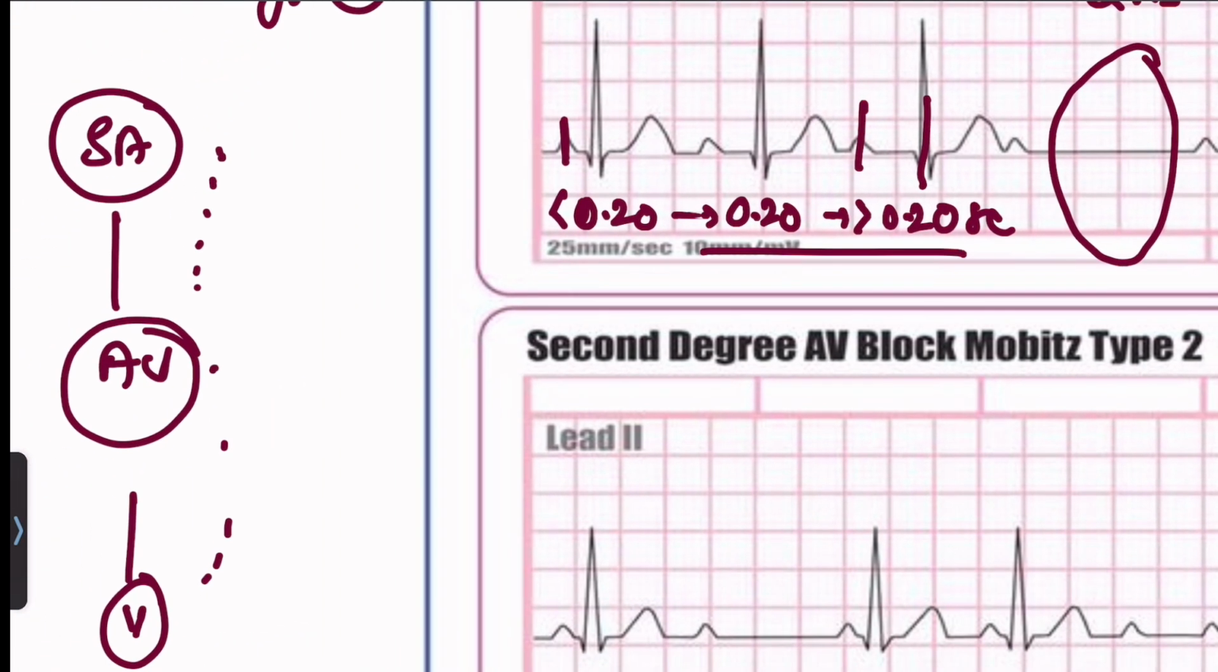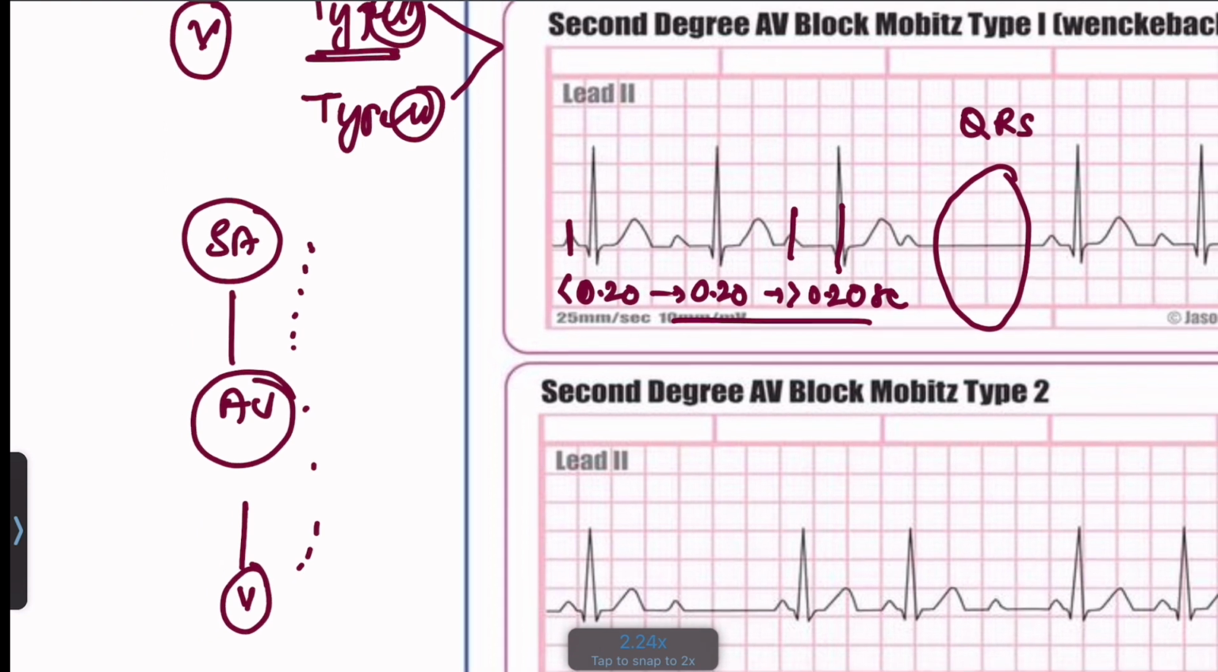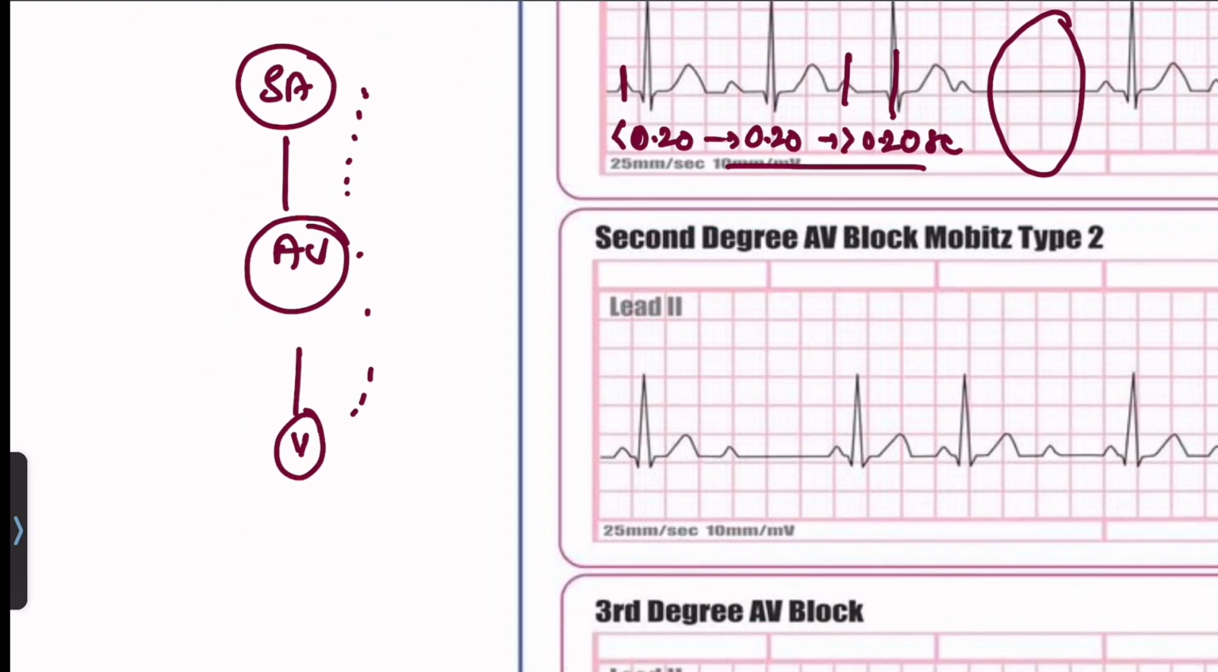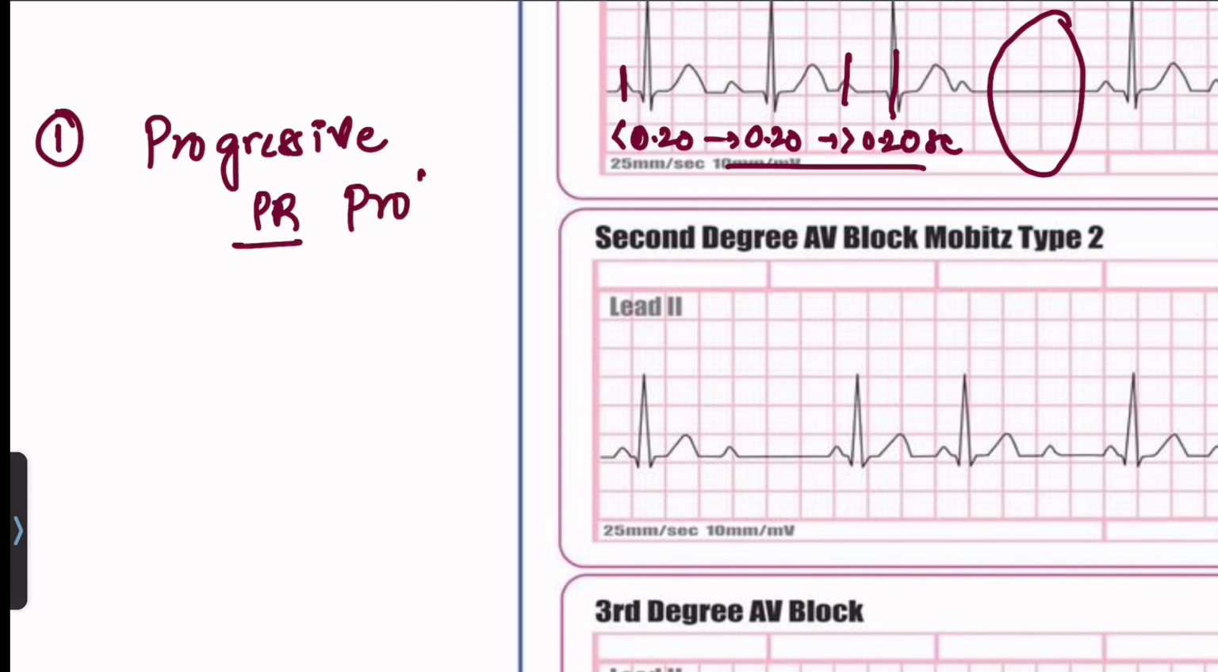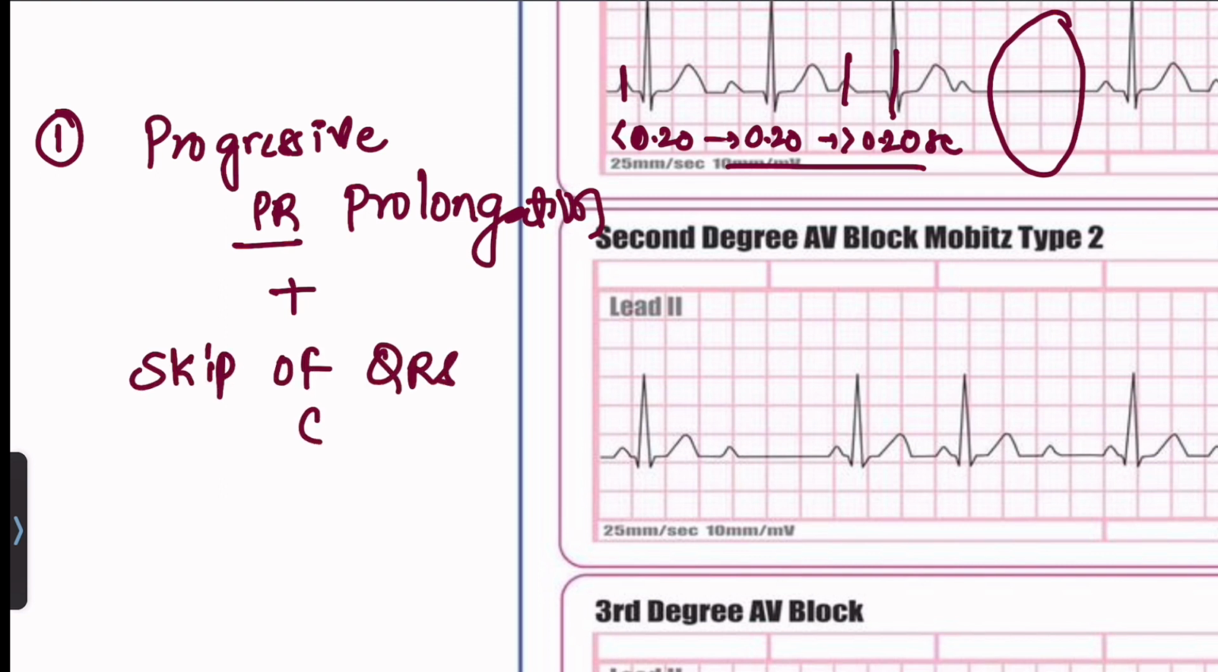So how will you define that second degree type 1 heart block? What are the features that you will observe? There is progressive PR interval prolongation along with skip of QRS complex, right?